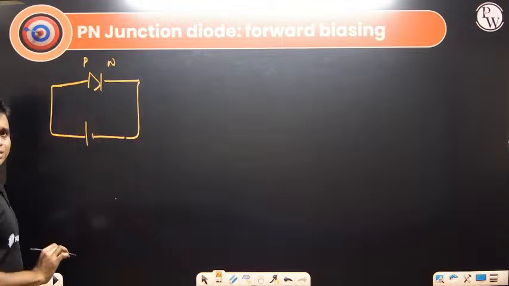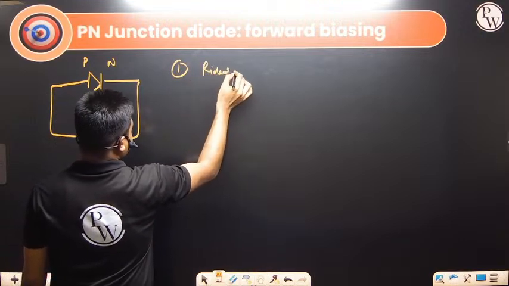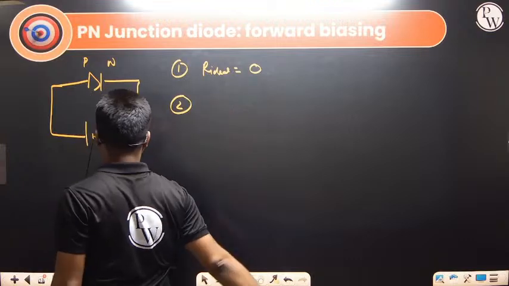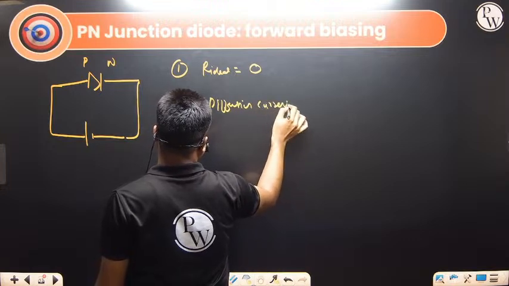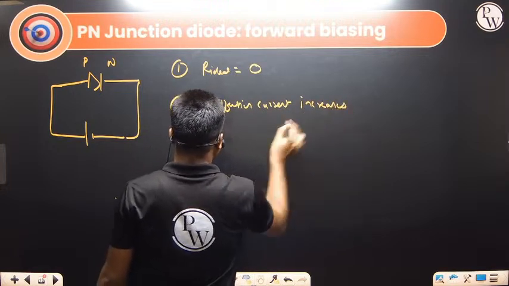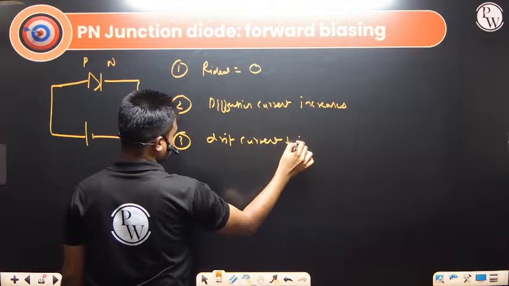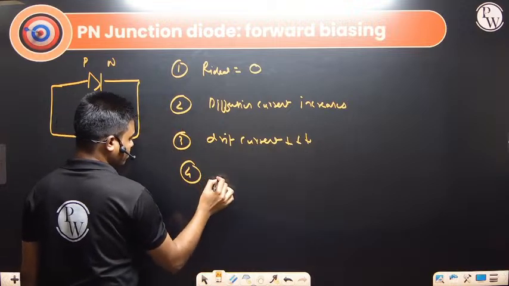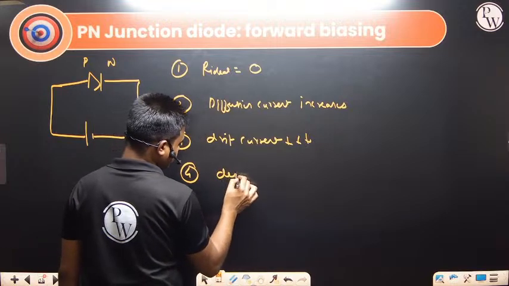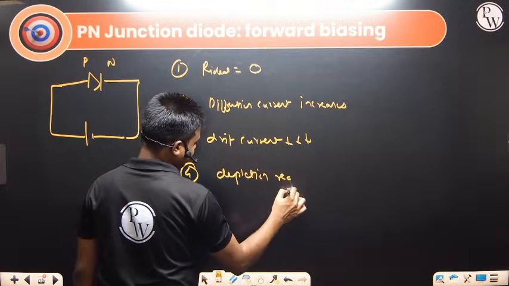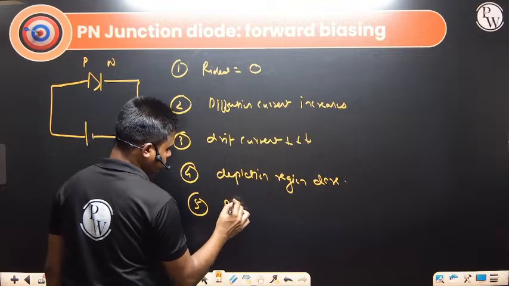Now, the key points to keep in mind: the resistance of an ideal diode, if mentioned, will be 0. Second, diffusion current increases in forward bias. And what about drift current? Drift current decreases. Next, potential barrier decreases. Depletion region decreases.